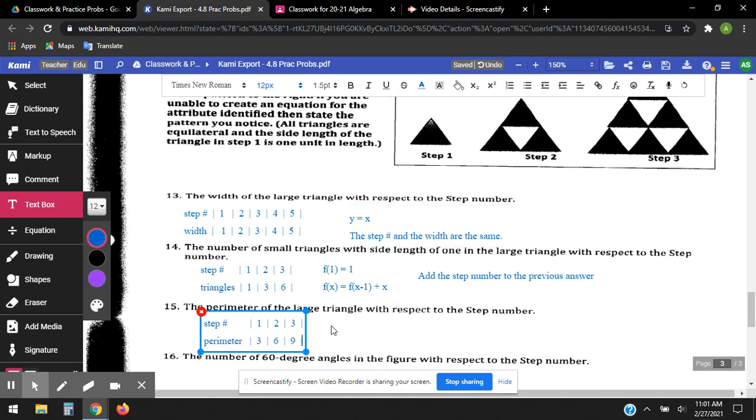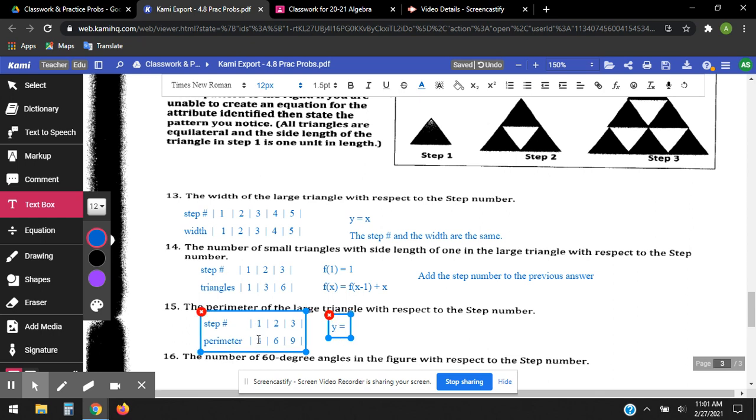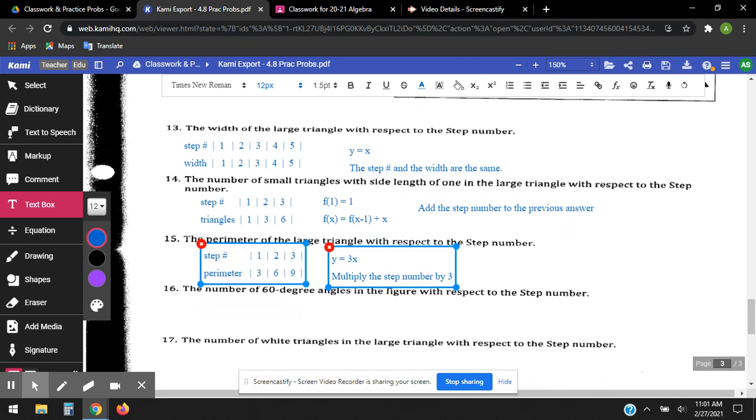So it looks to me like to get my perimeter, y equals 1 times 3, 2 times 3, 3 times 3, x. Multiply the step number by 3. Okay.